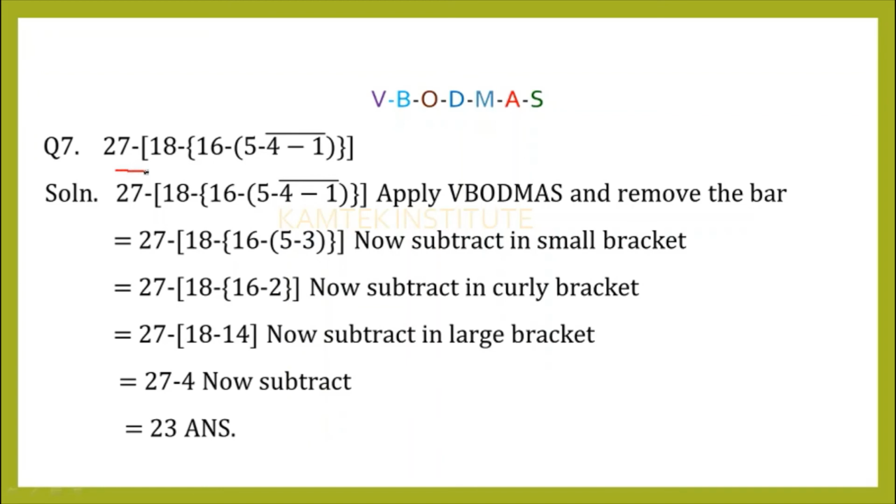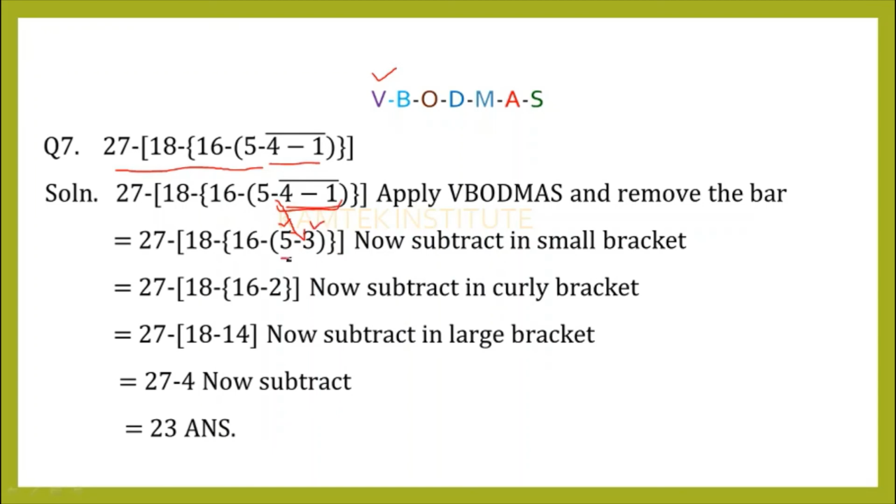It is 27 minus large bracket 18 minus curly bracket 16 minus small bracket 5 minus, and under the bar we have 4 minus 1. Close all the three brackets. So following the rules given to us, V BODMAS, we remove the bar first. That is the first operation to be done. In the next step we write down 27 minus large bracket 18 minus curly bracket 16 minus, then this small bracket 5 is there inside it, and this minus sign comes over here, and 4 minus 1 is 3 here. Close all the three brackets.